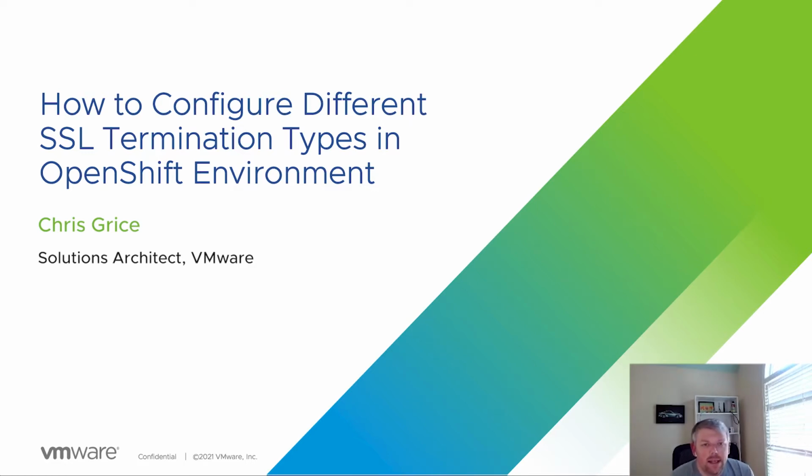Today what we're going to look at is how to configure different SSL termination types within an OpenShift environment. And we're going to use the AVI Kubernetes operator to configure those different route types.